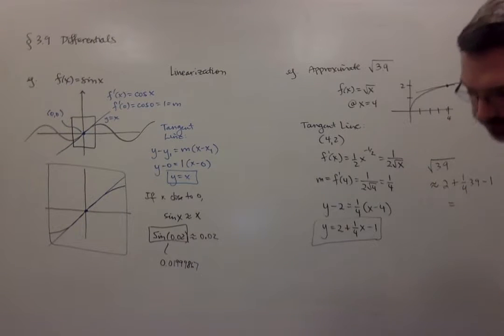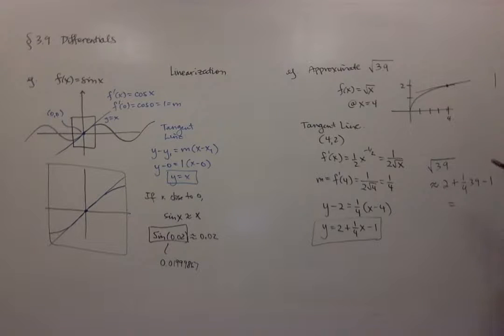All right, now I could divide 3.9 in my head. I'm going to kind of be lazy here. Okay, so 3.9 divided by 4, plus 2 minus 1, and I get 1.975 here.